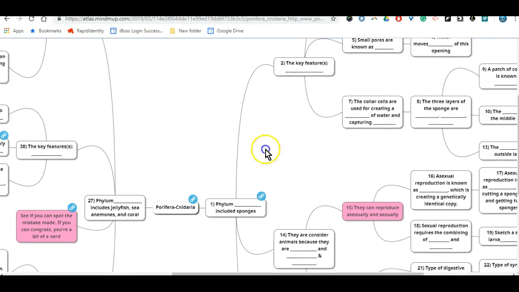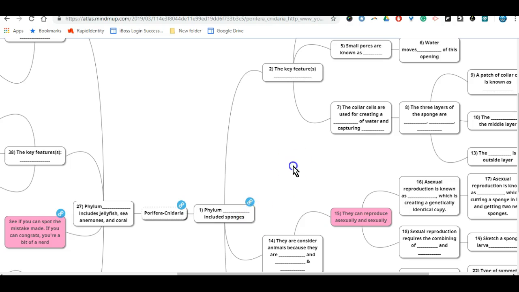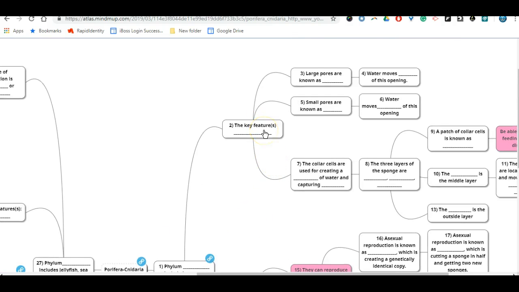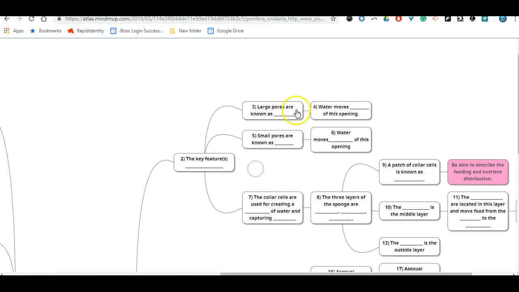So let's start off with phylum Porifera. Again, it includes sponges. Make sure you know there are two key features, collar cells and pores. And this one I'm not going to go through. I want you to look it up in your notebook. But there are small pores, there are large pores. The small pores, water moves into this opening. With the large pores, it moves out of this opening.